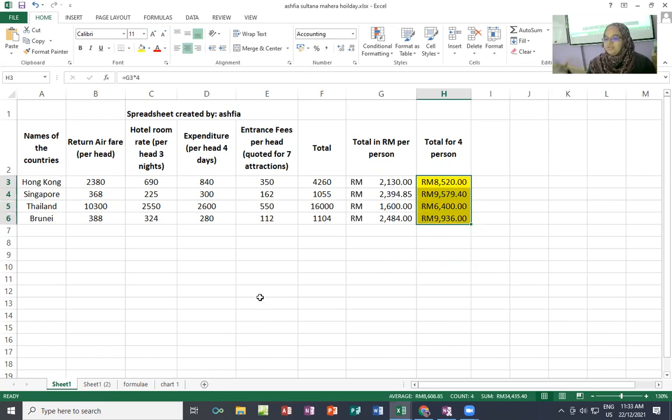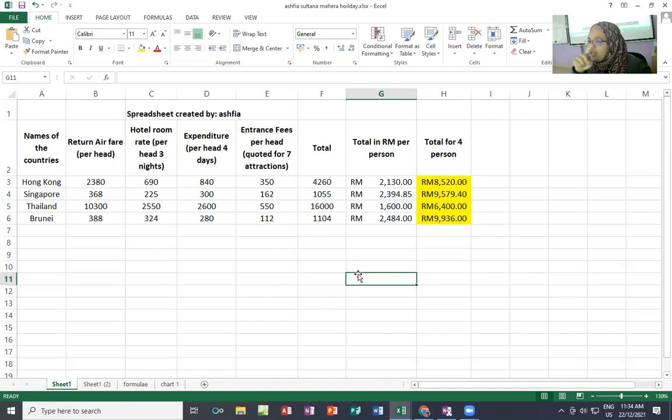Which country is affordable for your father? Thailand. Thailand is below 7,000. So that's it. Once you are done with this, you can go through with other questions where you have to change the data in testing and formula and chart. If you are doing formula, sometimes you have problem, right? Screenshot the formula and send it along with your answer in Edmodo. Understand? So that's all.